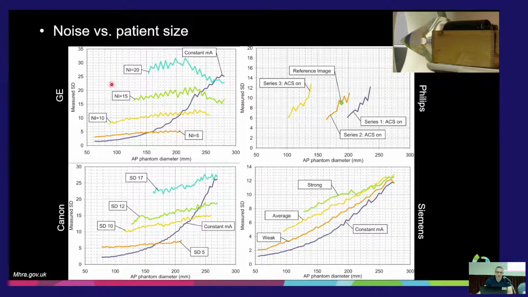Now, how does that affect noise? So now the y-axis is noise, not tube current. Once again, if you set a noise index of 5, 10, 15, 20, whatever, GE is largely trying to keep the noise the same. These higher noise indices will actually drop off, so the image will get a little bit noisier with the really, really big patients. The Canon largely tries to stay flat, but it will increase slightly, so noise will go up a little bit. The system allows it to get noisier as the patient gets bigger, and that's the same way Siemens and Philips also work.